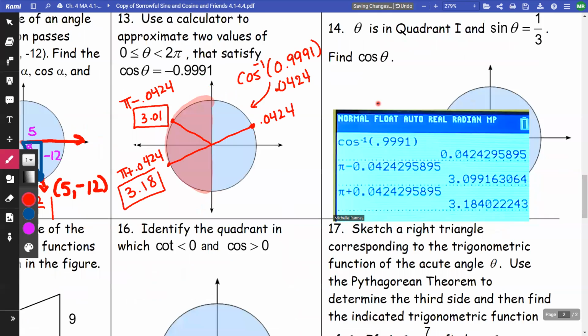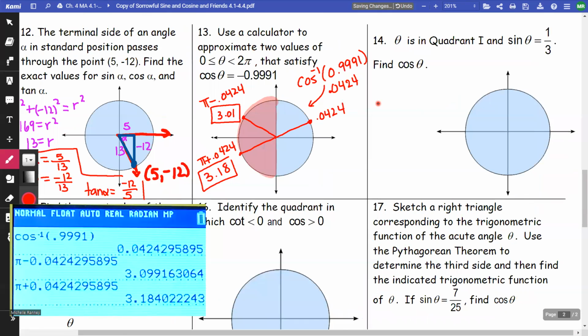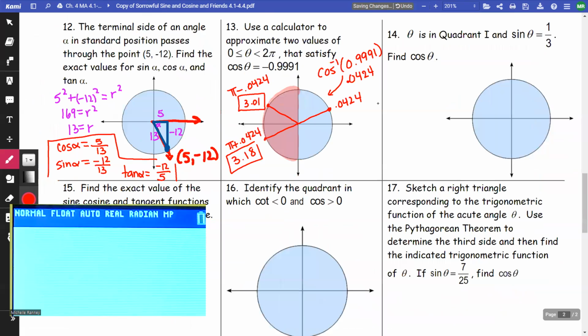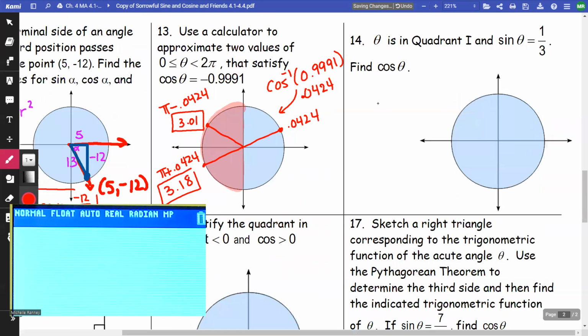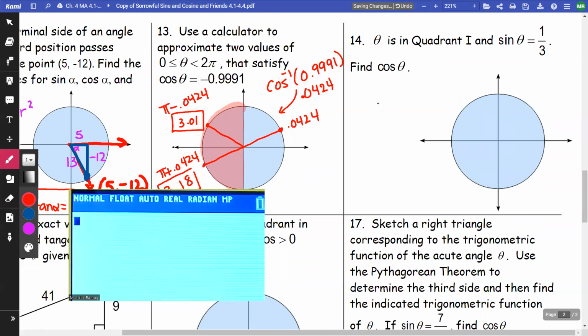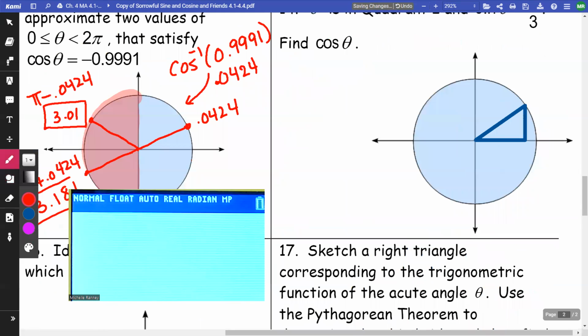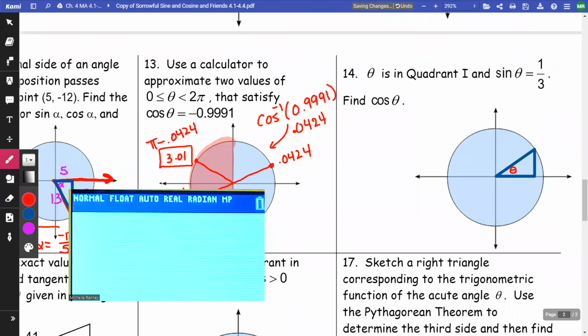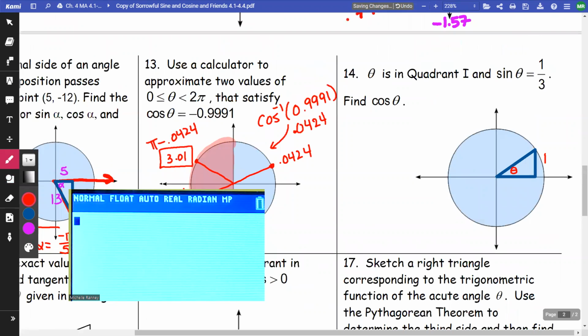On 14, we want to find our angle theta in quadrant 1 where our sine, so let me draw a triangle, is 1 over 3, so let's just say it's here. And this is our angle right here. And so sine is 1, which is opposite, and 3, which is hypotenuse.